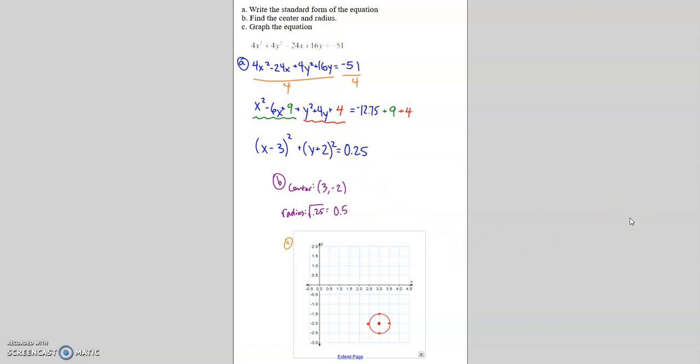So there's another example of starting in general form, converting to standard form, and graphing a circle. So when you're doing the homework, practice completing the square there. Make sure you are doing the same thing to both sides when you get to this step where you add half of b squared.